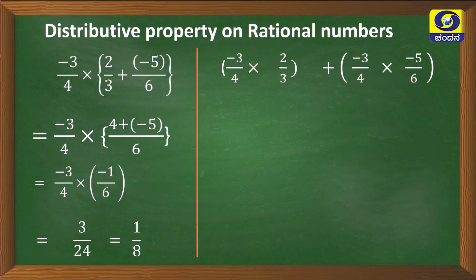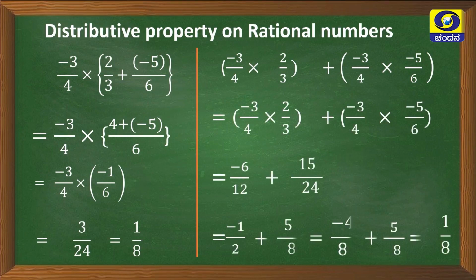I am going to multiply minus 3 by 4 and 2 by 3. Then again I am going to multiply minus 3 by 4 and minus 5 by 6. Then I am going to add the result. When I multiply minus 3 by 4 and 2 by 3, I am getting minus 6 by 12. And when I multiply minus 3 by 4 and minus 5 by 6, I am getting 15 by 24.